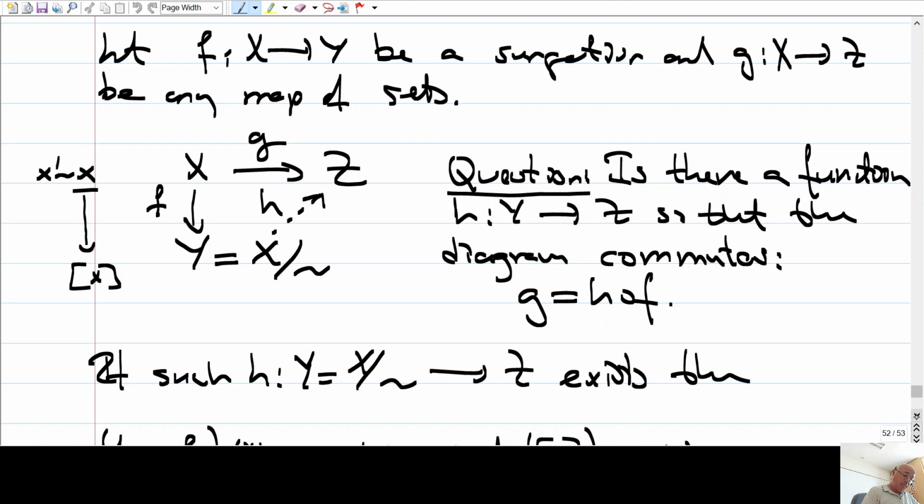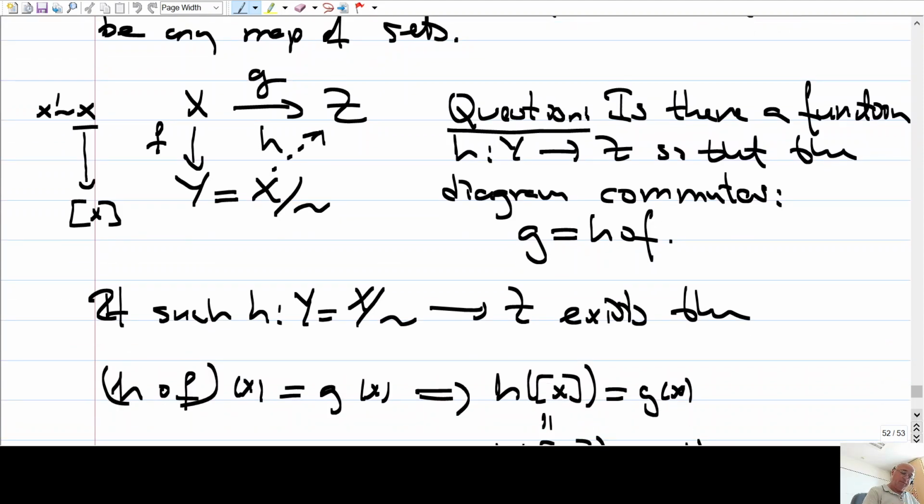And okay, we had this construction. Suppose we have a surjection f from X to Y, and we know that Y can be seen as the set of equivalence classes of an equivalence relation on X. And if we are given a function g from X to Z, the question is, can we find a function h from Y to Z so that the composition h composed with f is equal to g?